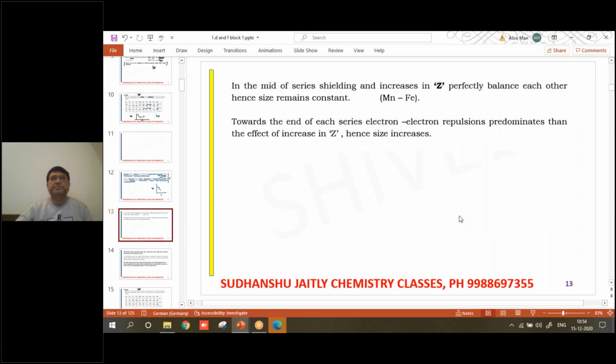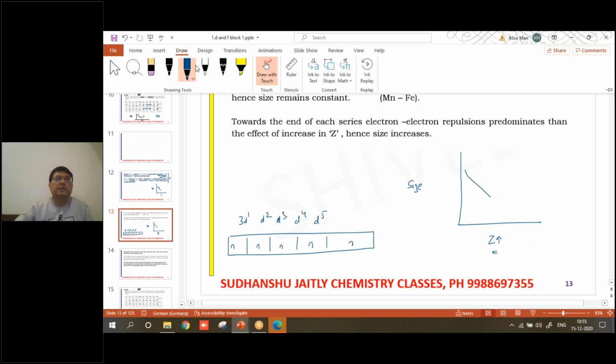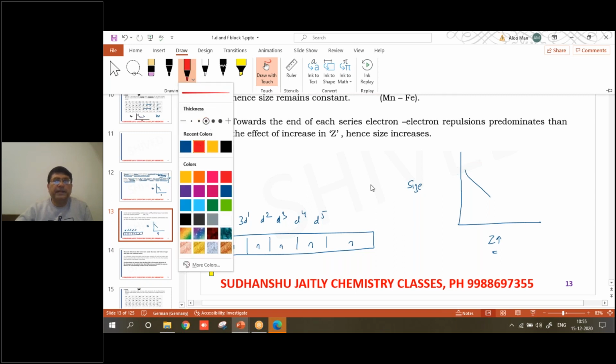This is A. Understood? A मतलब the size is decreasing. Let's move ahead. In the middle of the series, right? Shielding and increase in Z perfectly balanced. देखा, it is d1, d2, d3, d4, d5. The electrons are filled singly. So orbitals में repulsion तो है नहीं, there is only one electron. So this dramatic is being shown. अब mid में पहुंच जाते हैं. Now let's reach the mid.